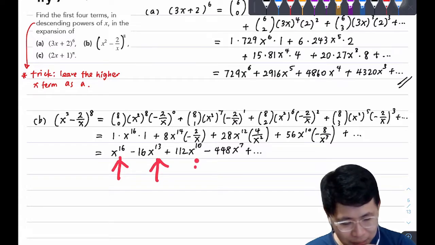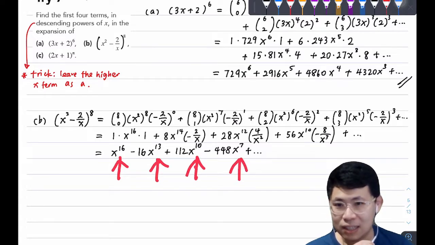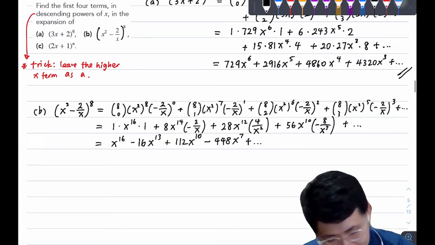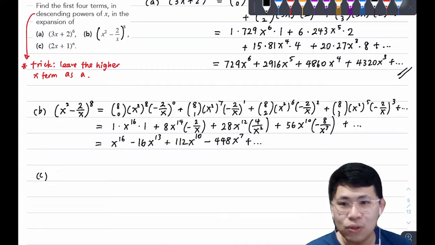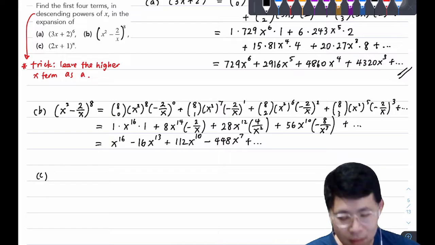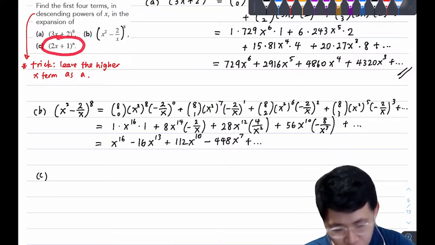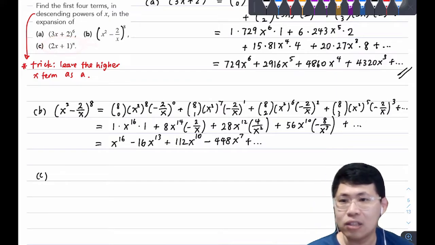So the x power decreases constantly. Quite nice. Okay, let's take a look at C. Now for C, we need a few preparation work. Why? Because we are expanding 2x plus 1 to the power of n, the annoying n.